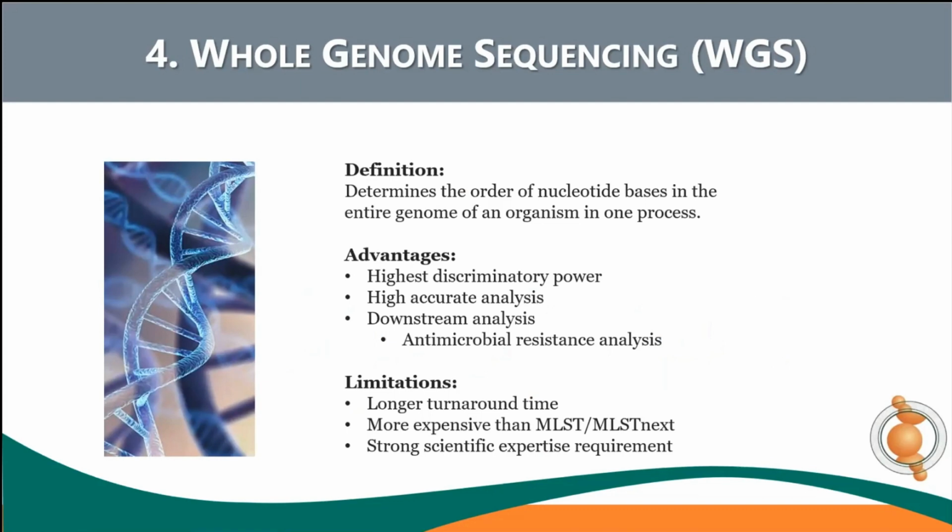So this gives whole genome sequencing the highest discriminatory power and highest accuracy when it is used for genotyping. Also, because whole genome sequencing reveals almost all genomic information in the selected genome, it allows researchers to conduct downstream scientific analysis, such as antimicrobial resistance analysis. And also, FDA and CDC have been using WGS to investigate large-scale pathogen outbreaks, genotyping, and pathogen tracking for years.